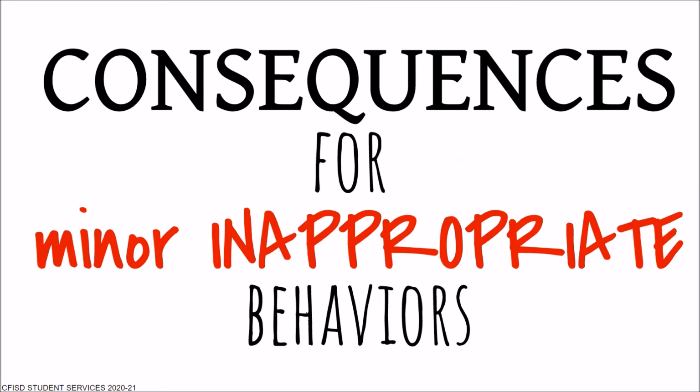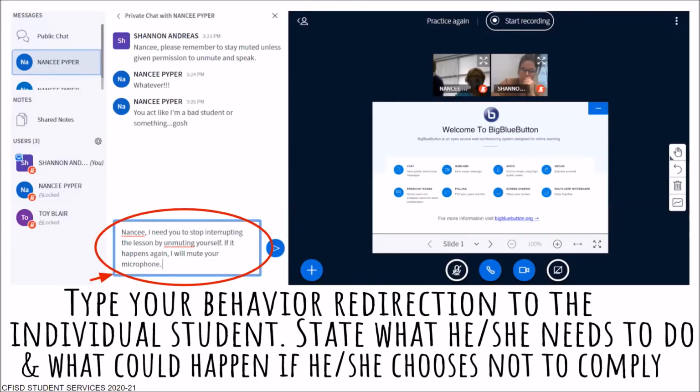Despite not being able to use traditional behavior and classroom management techniques, we still need to enforce consequences when a student continuously displays inappropriate behaviors that compromise the integrity of the online learning environment. Once you have individually reminded a student of what he or she should be doing using positive language, and the student has still chosen not to comply with the directive, you may now want to individually message the student again, this time stating what he or she needs to do and what will happen if they choose not to comply. For example, "Nancy, I need you to stop interrupting the lesson by unmuting yourself. If it happens again, I will mute your microphone."